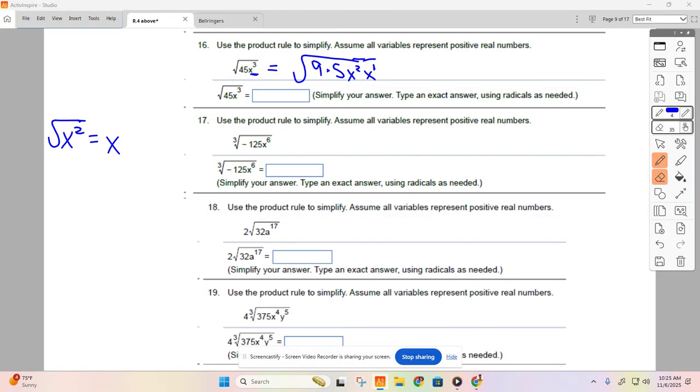But I separated it because I want to take that x squared, I want to take the square root of it and get it out of the radical. The square root of 9 gives me 3. I still have the square root of 5 underneath. The square root of x squared, when it comes out, is just an x. And I still have an x underneath the radical. So that is my answer.